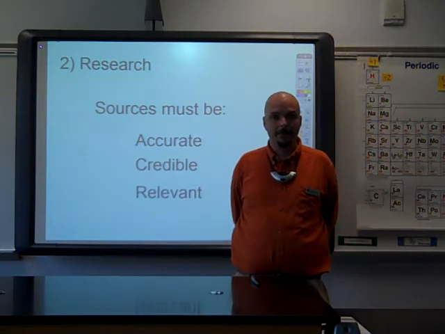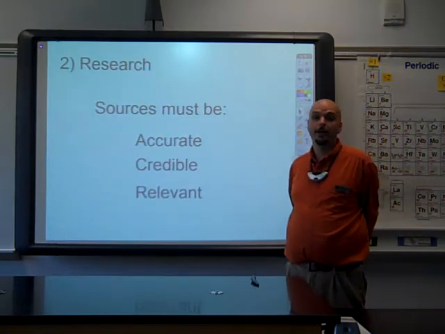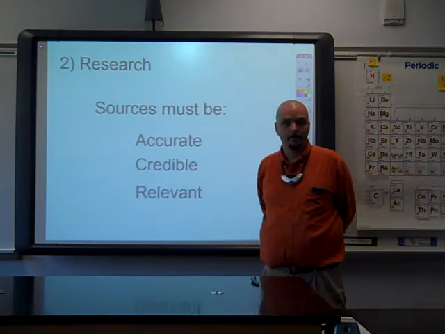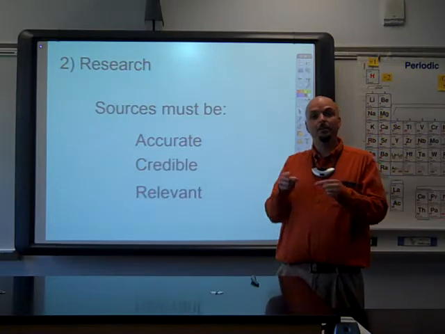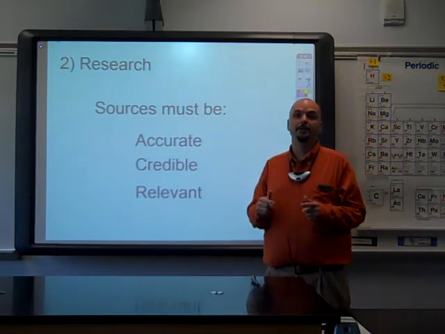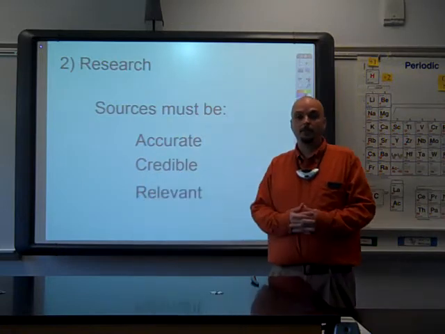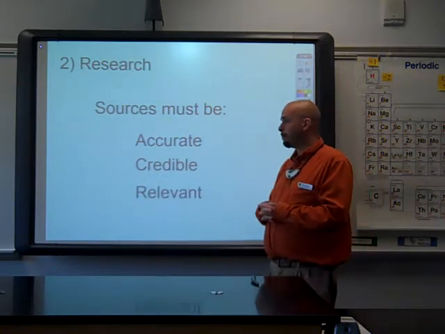Accurate's the easy one. Accurate means correct. We want to make sure our sources of information are correct in what they're telling us. Credible means believable. The opposite of the word credible is incredible. Incredible means unbelievable. For our sources to be credible, they need to be written by experts, people who know what they're talking about.